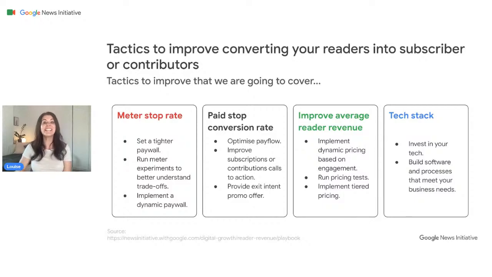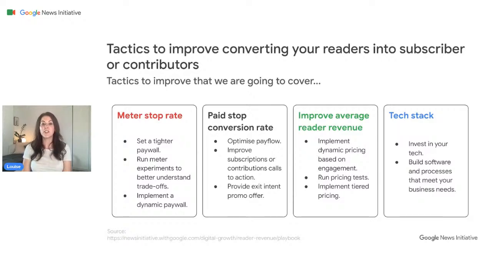So if your meter stop rate is significantly higher than the target benchmark, your paywall might be too tight and you are potentially trading off advertising revenue. That's unless you also have a high paid stop conversion rate. So definitely worth considering if that number is a lot higher. If your meter stop rate is too low as well, you could be missing opportunities to convert readers into subscribers. So that's that benchmark that we gave of 7.6%. It's just a great framework that you can then base your own percentages on.